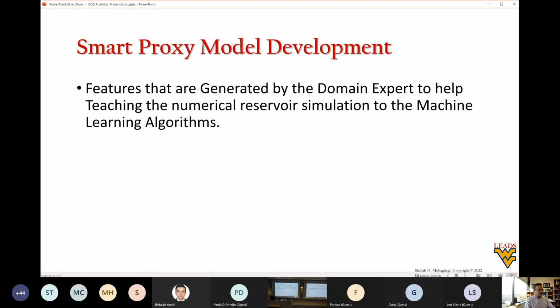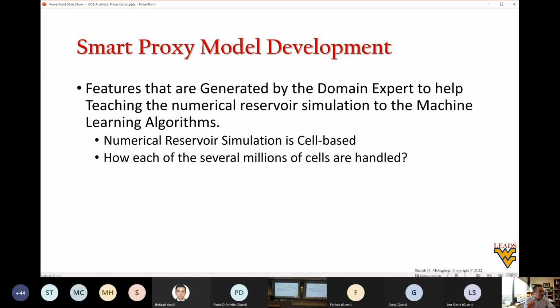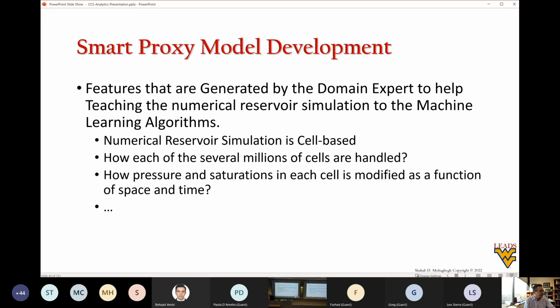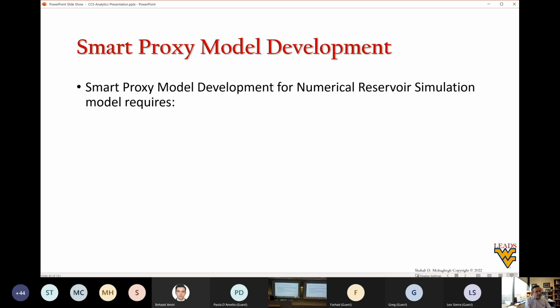How about feature generation? Features generated by domain experts to help teach the numerical reservoir simulation to the machine learning algorithm are things such as: numerical reservoir simulation is cell-based, isn't it? How can we share that? How are each of the several millions of cells handled by the numerical reservoir simulator? How are pressure and saturation in each cell modified as a function of space and time? You have to generate features as data to communicate that to the machine learning algorithm, so you teach it so it can learn.